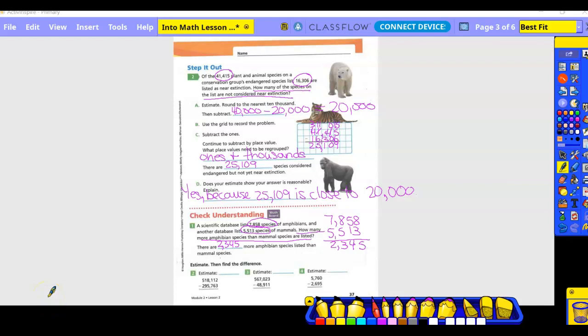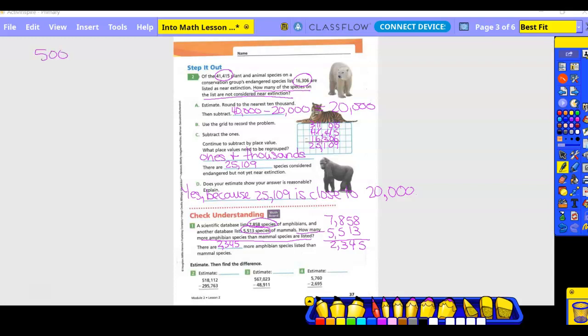Fourth grade math lesson 2.2, part 2. So we're going to do 2, 3, and 4, and it says estimate and find the difference. So to estimate our first one, 518,112, we're going to look at the highest place value. There's a 5 there. Is it going to be 500,000 or 600,000?